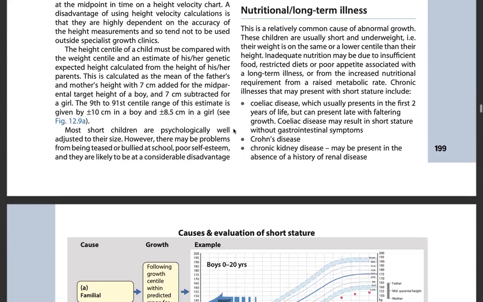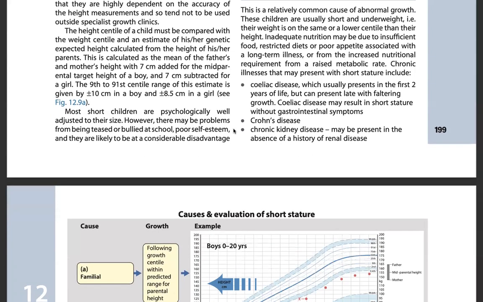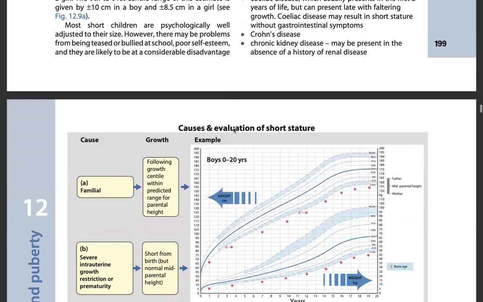Chronic illnesses that may present with short stature include celiac disease, which usually presents in the first 2 years of life, but can present late with faltering growth. Celiac disease may result in short stature without gastrointestinal symptoms. Crohn's disease and chronic kidney disease may also be present in the absence of a history of renal disease.